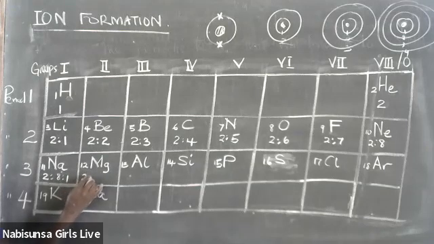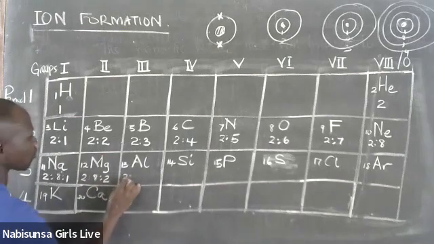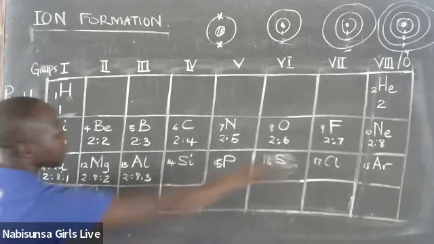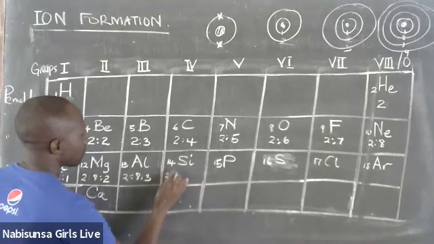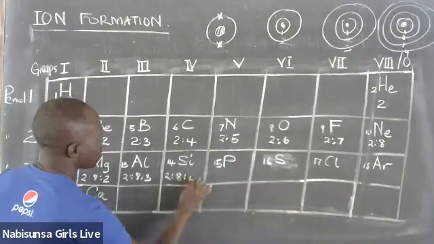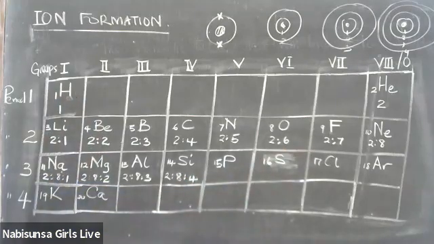For magnesium, it is 2, 8, 2. 2 plus 8 plus 2 is 12. For aluminium, it is 2, 8, 3. Can you complete the remaining part of the table? Okay. So this is 2, 8, 4. Therefore, complete the remaining.